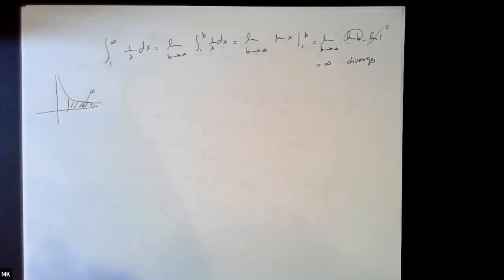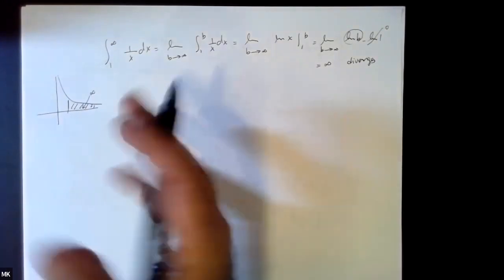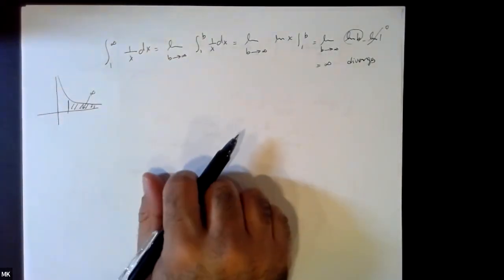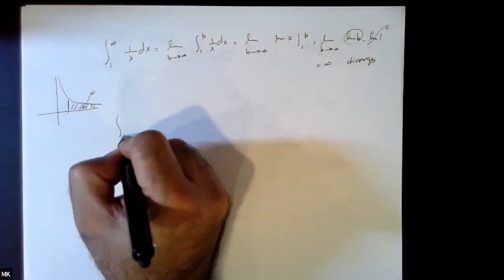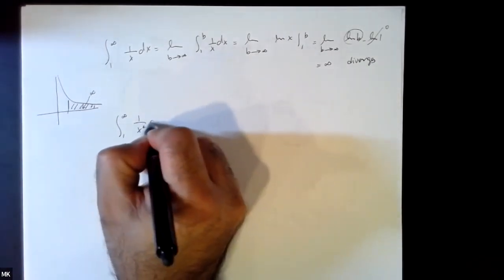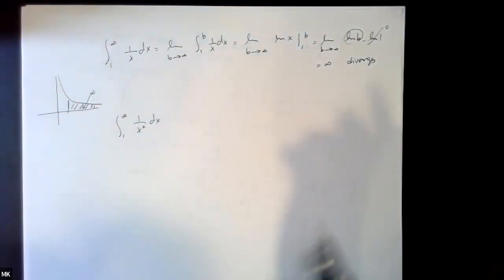So okay, that's fine. It just happens not to converge. That's just what it is. But let's do something here. Let's consider another one. Let's consider the integral from 1 to infinity of 1 over x squared. Just see what happens here. Again, we're just playing around, right?